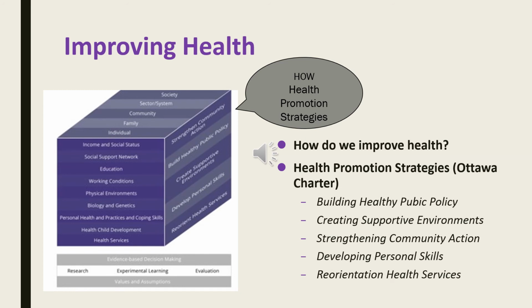Moving on to the 5 population health promotion strategies. This part of the population health promotion model asks how we can improve health. And the answer is through the health promotion strategies identified in the Ottawa Charter for Health Promotion, all of which will be discussed on the next few slides.